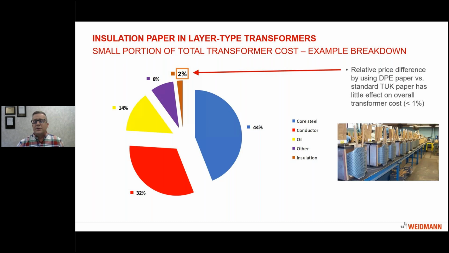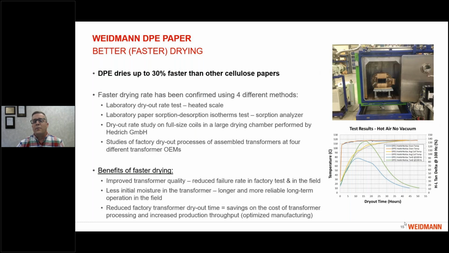So to get into these particular features and benefits of DPE paper, I'll cover them one by one. First of all, it dries faster. We say that typically DPE dries up to about 30% faster than typical 100% kraft papers. We've confirmed this in many different ways. We've done several types of laboratory tests. We also did a special study on full transformer coils with a partner company of ours, Hedrick in Germany. On the right, you can see a picture of that particular study with a test coil in there.